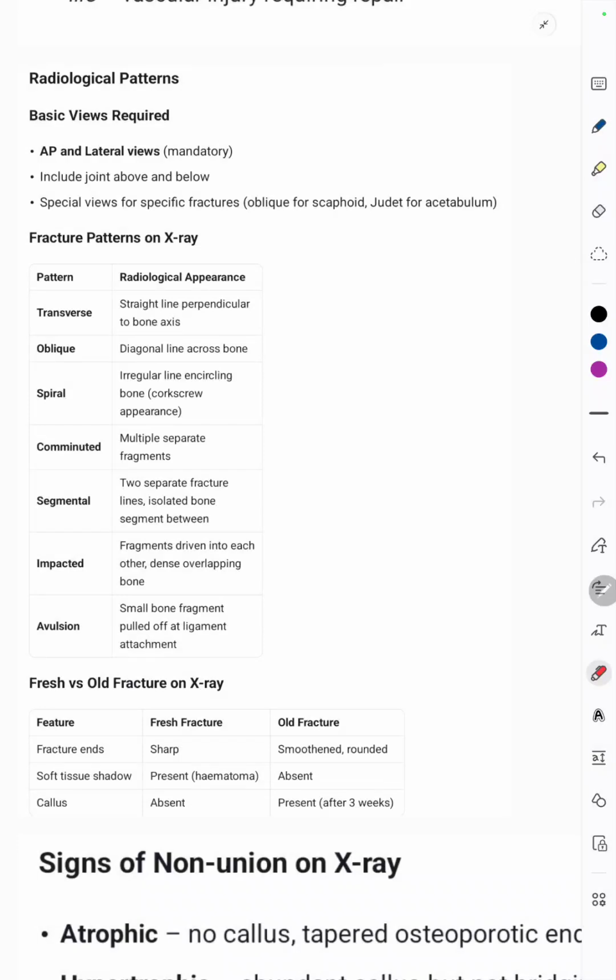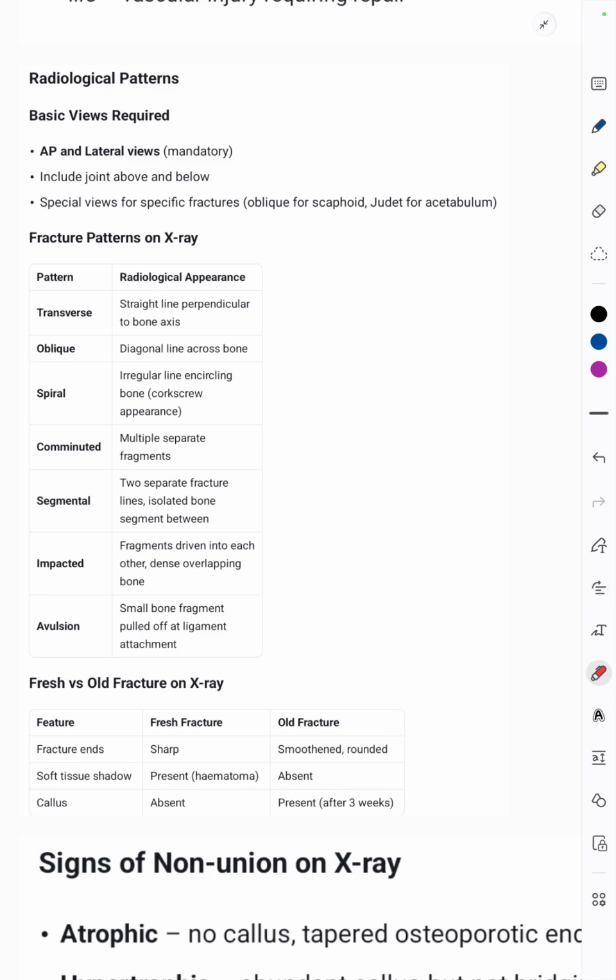Talking about the radiological patterns, the basic views used in orthopedics are the AP view and the lateral view, which are mandatory, and they include one joint above and one joint below. Special views are required for scaphoid fracture, that is an oblique view, or Judet's view is required for the acetabulum. Now, the fracture patterns on X-ray.